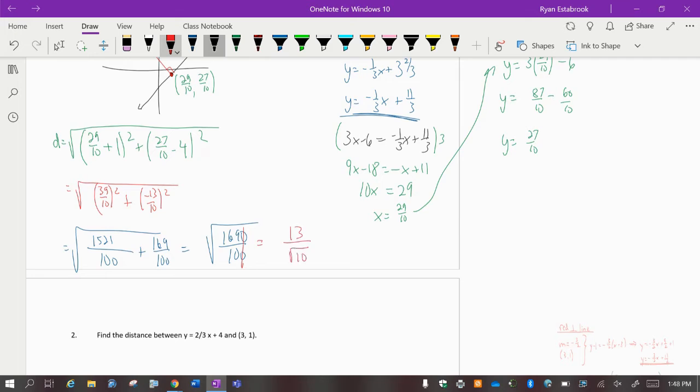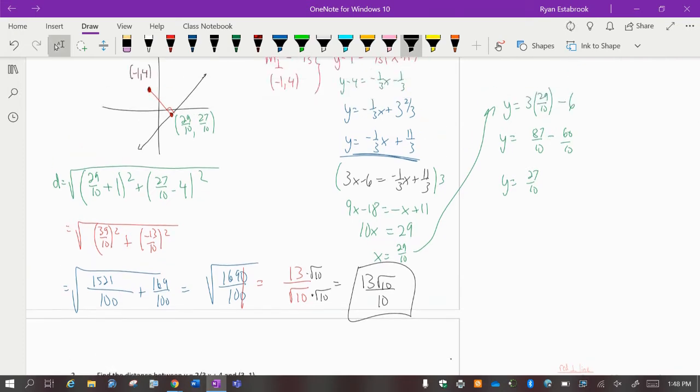I don't want this square root in the denominator, so one more step. Multiply numerator and denominator by square root of 10. So 13 root 10 over 10 is the distance. It's the distance from the point we were given, going the shortest possible distance to the line that we were given.